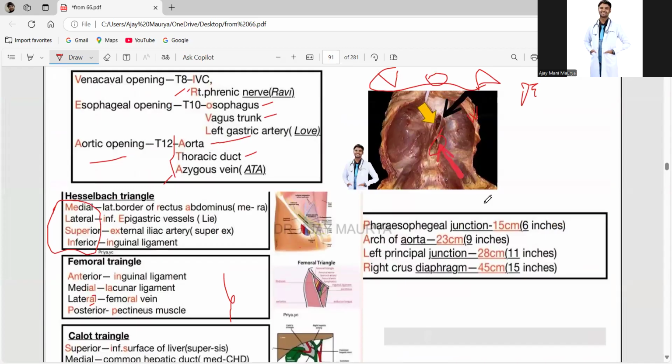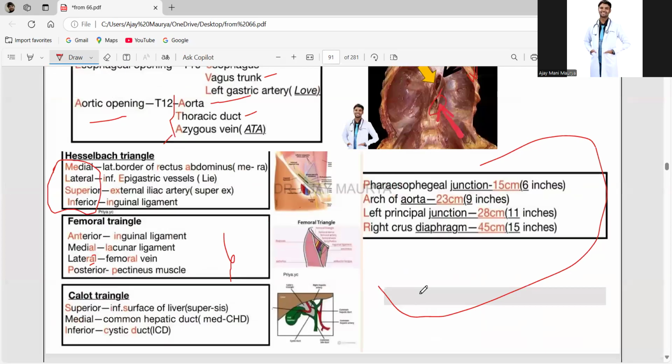These are the constrictions, guys. For example, there is another question asked in the July FMGE examination of 24. They told that this is 23 centimeters. Where is the constriction? It is at the arch of the aorta. There is 28 centimeters, where the constriction is at the left principal bronchus junction. This question is asked in the July exam. And they also give a constriction at 15 centimeters, where it is the pharyngoesophageal junction.